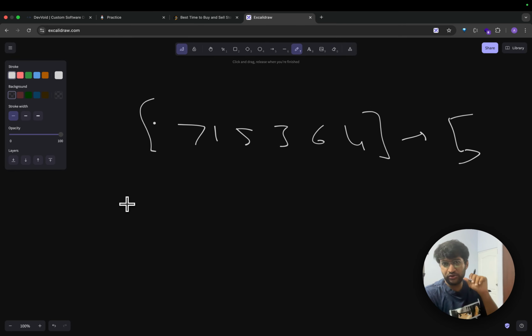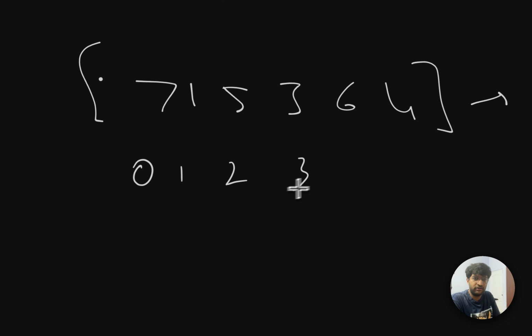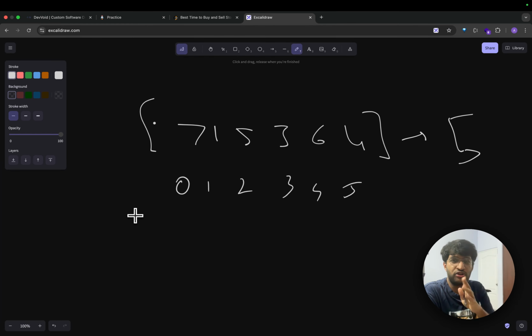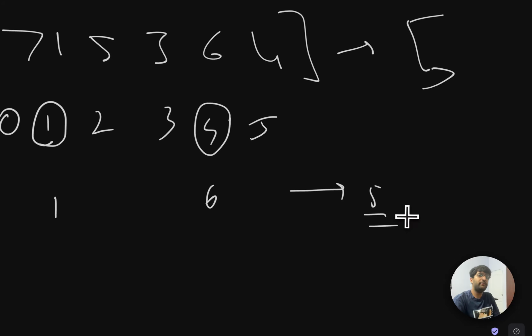Just to make sure you understood the problem, these are the stock prices on day 0, first day, second day, third day, fourth day, and fifth day in a time series. The stock price is 7 on the first day, 1 after that, then 5, then 3, then 6, and 4. So it's fluctuating a lot, right? Now, our goal is to maximize our profit. Ideally, if you look at this, you can buy on the first day for 1 and then sell on the fourth day for 6. So you get a profit of 5. That is our output.